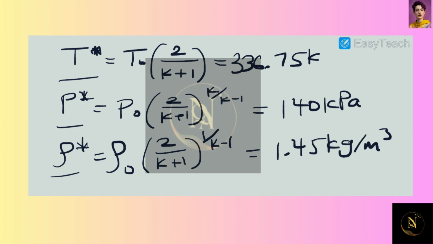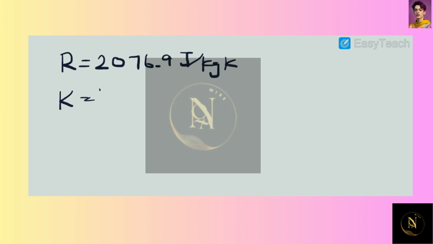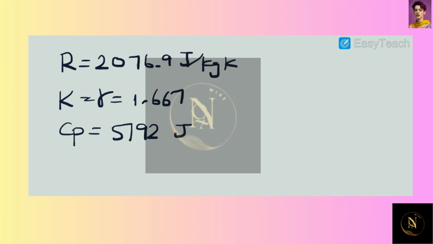Next, we're going to do the same thing, but do this for the helium in part B. So for helium, we know that R is equal to 2076.9 joules per kilogram Kelvin. We know that K, or gamma, is equal to 1.667, and that Cp is equal to 5,192 joules per kilogram Kelvin.